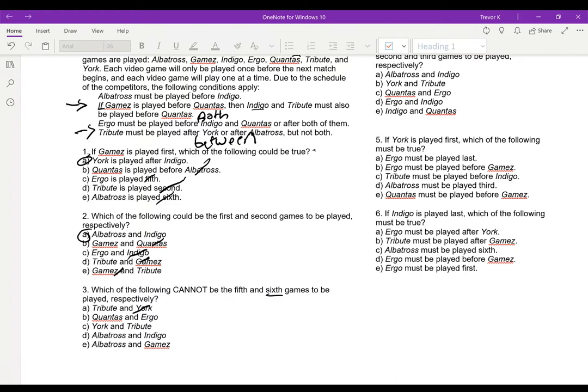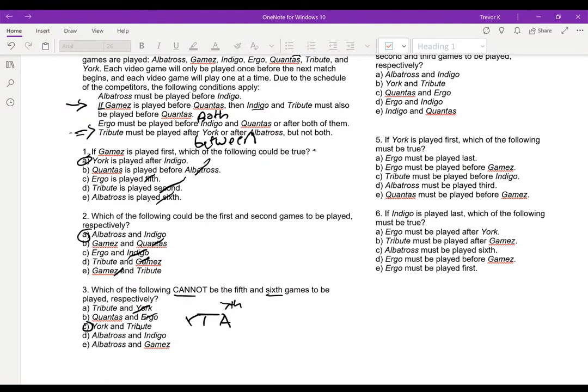Qantas and Ergo, that's probably fine, right? That just means Ergo is after both of them, which means Indigo was sometime before. So probably fine. York and Tribute, this cannot work. If Tribute is after York, then according to our last rule, rule 4, it also needs Albatross after it, but that's already our 7th spot. So we have no space for Indigo, which has to be after that. So this cannot be true.